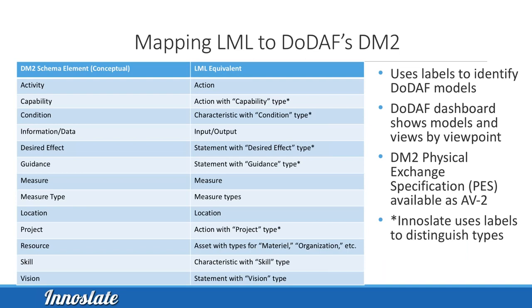DoDAF was, in a sense, easier, in a sense, harder. There were a lot of different mappings that had to be created. And so that was done. Mostly, though, we were able to add a type, which has been implemented in Innoslate as a label. And so you can have a capability as an action with a capability type label on it. Again, this is then used for translation. In Innoslate, we have a DoDAF dashboard, and what we do is show the actual translation into the DM2 entity so you can see how many activities you have versus actions, things like that.